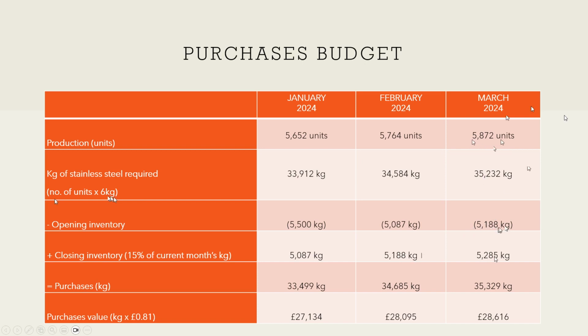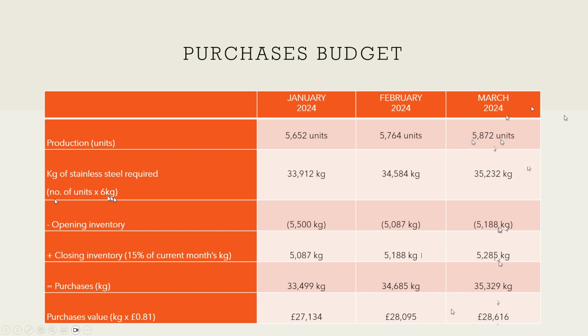But we want closing inventory in March to be 15% of March's material usage. So that's going to be 5,285 kilos. So we'll need to buy 35,329 kilos, and that will give us a value of 28,616.